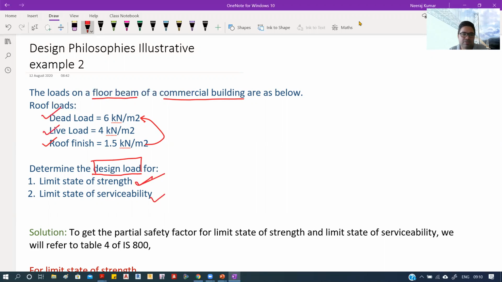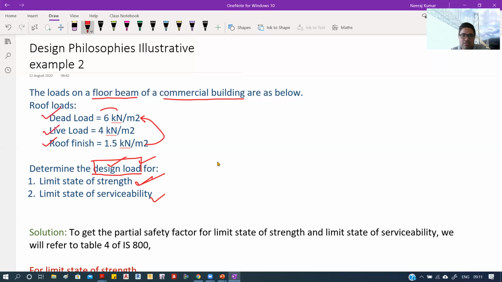limit state of serviceability. To calculate the design load, sometimes it is called design load or sometimes design factored load. Don't get confused with this. In some texts it may be called simply the design load. Whenever we use the word design, it means we are about to calculate the factored load. If we are calculating the working load, it means the load is without the application of the safety factor.